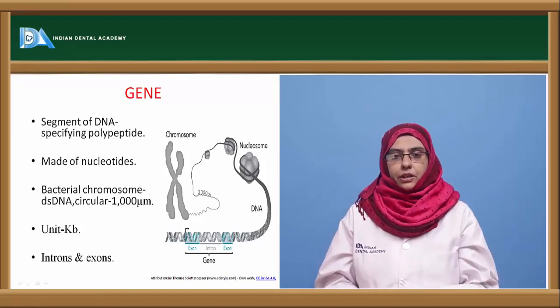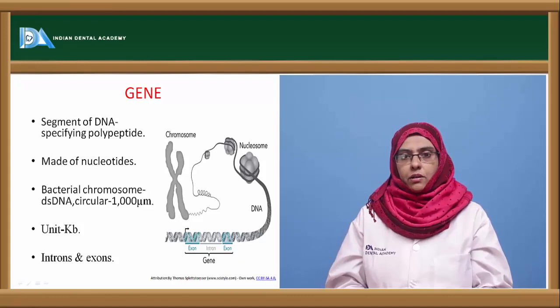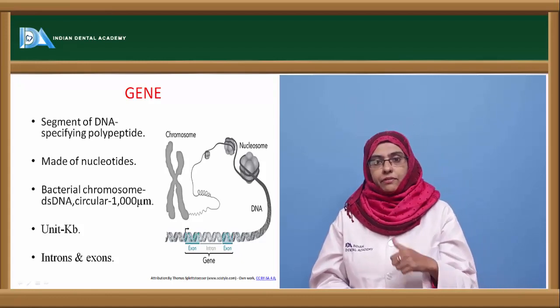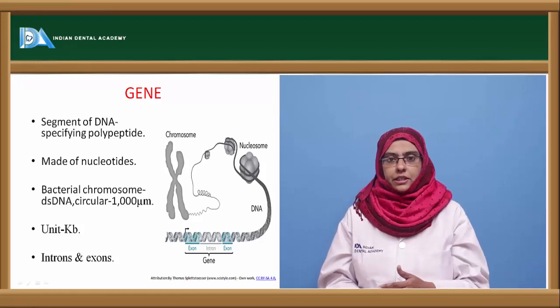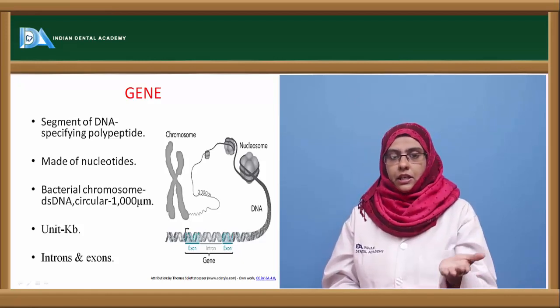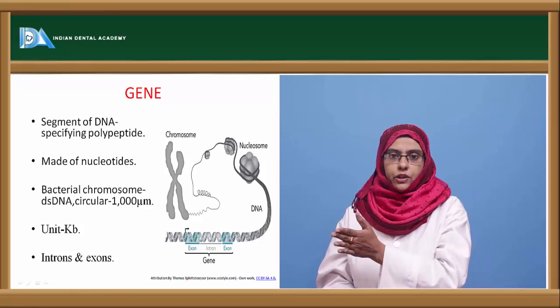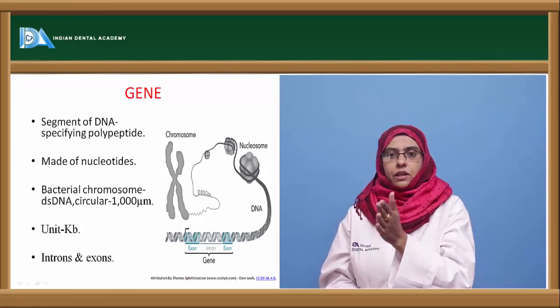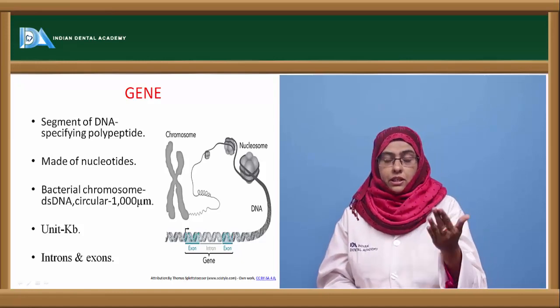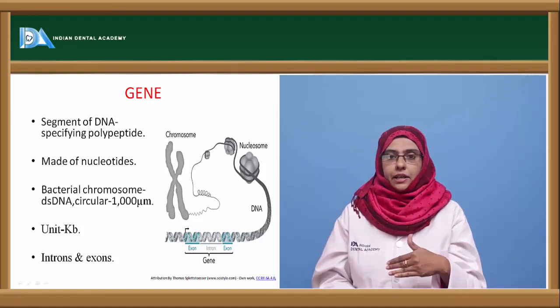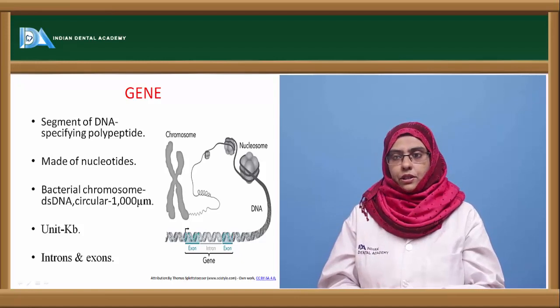It specifies a particular polypeptide or protein, and it is made from nucleotides because it is a complementary copy of a DNA. Genes are nothing but sequences of nucleotides. That is, they contain all the 4 bases adenine, guanine, thymine and cytosine, which are transcribed into the mRNA, which is later translated into proteins.